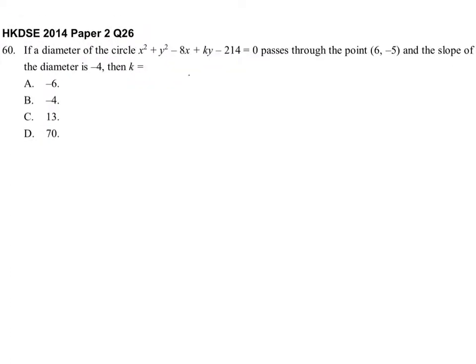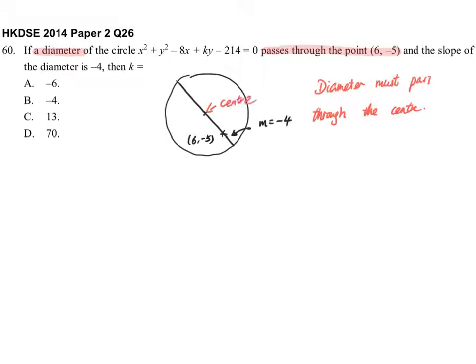Question 60. Read the question carefully. The diameter of the circle passes through the point 6, negative 5. And the slope of the diameter is negative 4. Notice that every diameter must pass through the center. From the general form of the circle, we know that D is negative 8, E is positive K. We can find the center by the formula negative D over 2, negative E over 2. That is negative 8 over 2, negative K over 2. We have 4, negative K over 2.